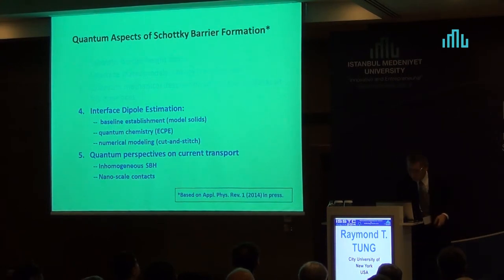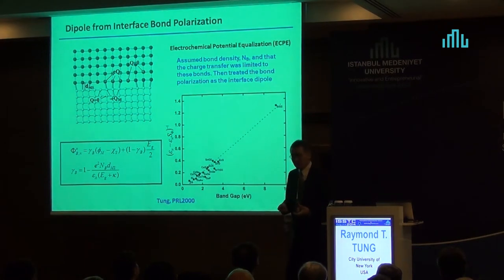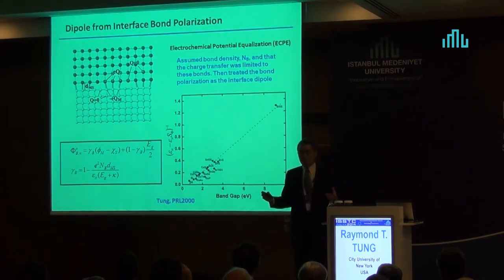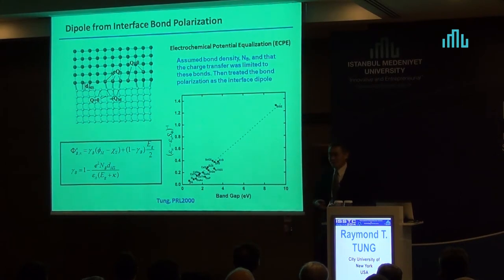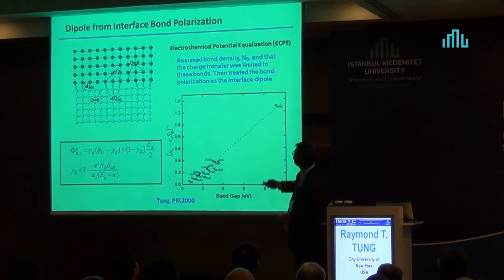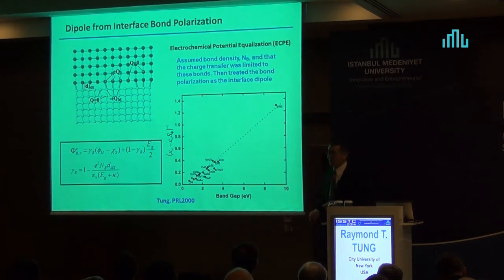So I'm going to get into several ways that we can use quantum chemistry to estimate the formation of the interface dipole. A few years back, well, maybe more than a few years back, I had the idea that the interface dipole is driven by bond formation, the formation of chemical bonds at metal-silicon interfaces. If that were the case, then we can use chemical methods to estimate the polarization of chemical bonds at metal-silicon interfaces. So I went ahead and used the electrochemical potential equalization method to estimate the bond polarization at the interface and equate that with an interface dipole. When I did that, I came up with equations that look very similar to what the interface state model would predict.